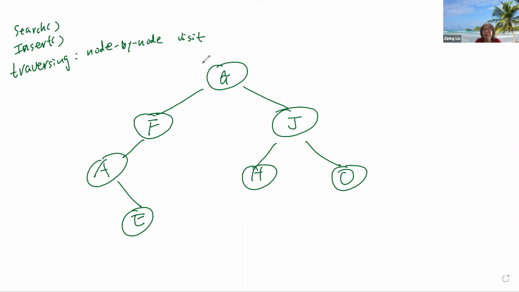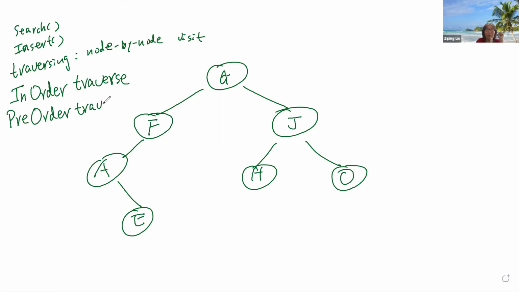Whenever we discuss binary search tree traversing, generally speaking there are three kinds we use. One is called in-order traverse. The other one is called pre-order traverse. And the third one is post-order traverse.